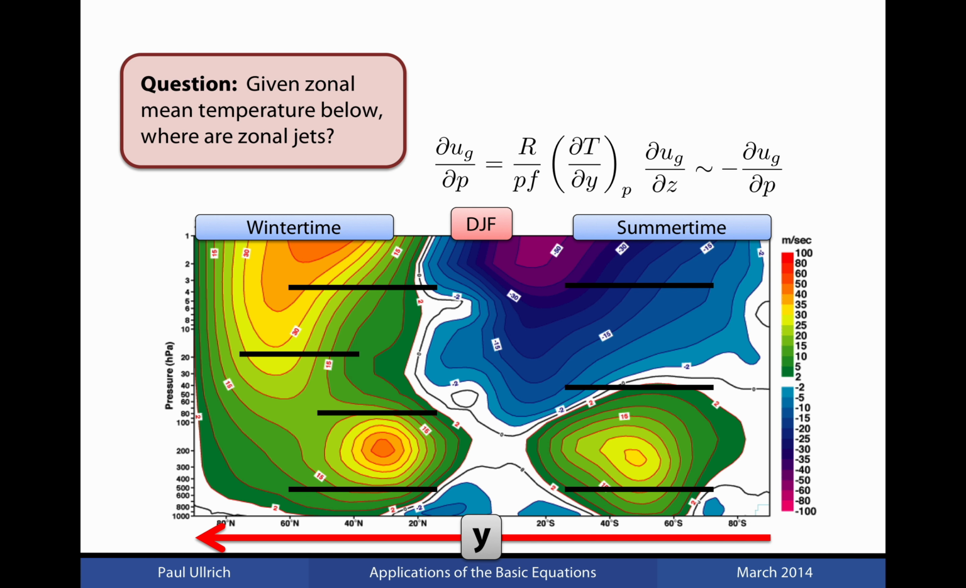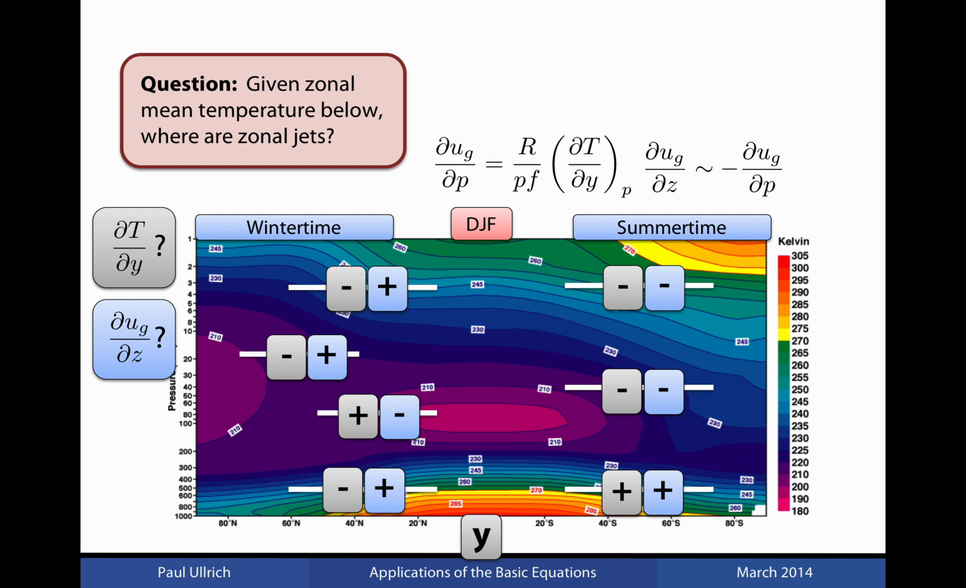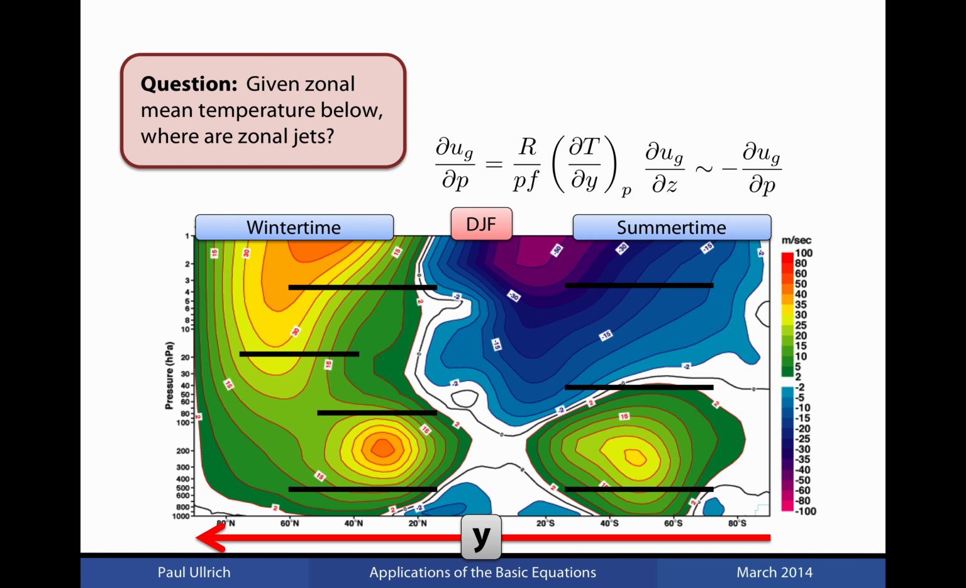In order to identify the location of jets, we can look back at our plot of ∂ug/∂z and look for regions where we have an increase in zonal wind speed at a lower level and a decrease in zonal wind speed at an upper level. The region between those two white lines then suggests the presence of a westerly jet. As you can see between this plot and the plot on the following slide, these two regions show direct correspondence to the location of the jet.